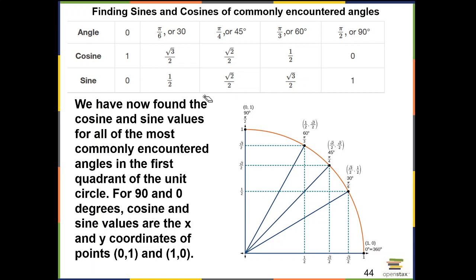So here is the summary of what we just did for cosine and sine. Now for 0 and 90, of course, we don't need to memorize anything because it's obvious what the values are, right? So this is 0, 1. Now for these, it's not obvious what the values are. You just have to memorize them, right? And those are the values.